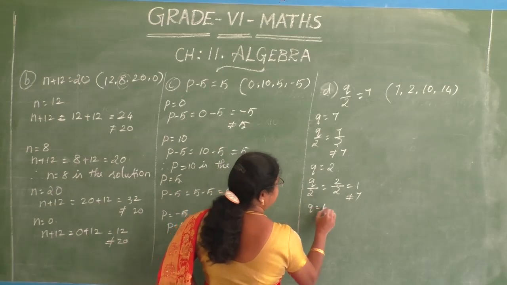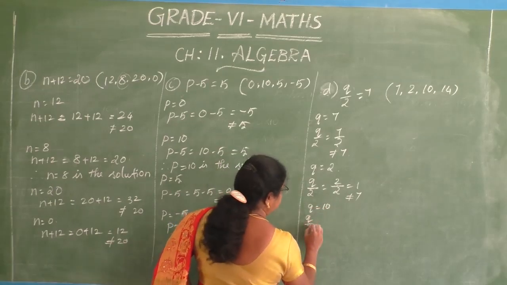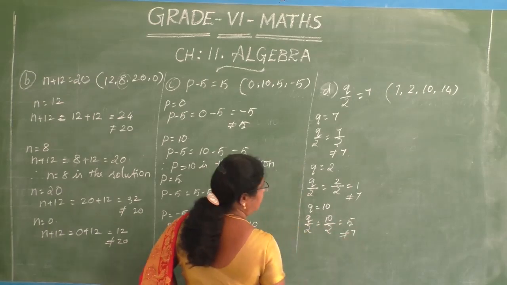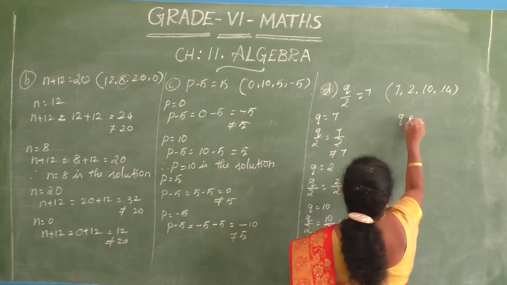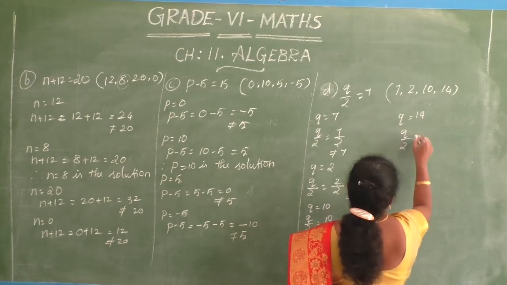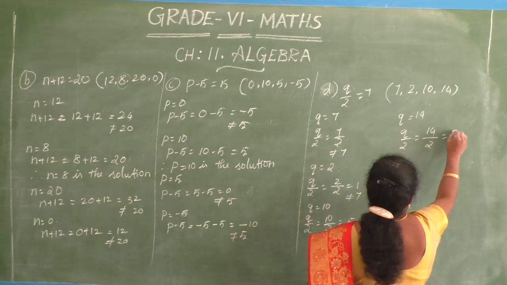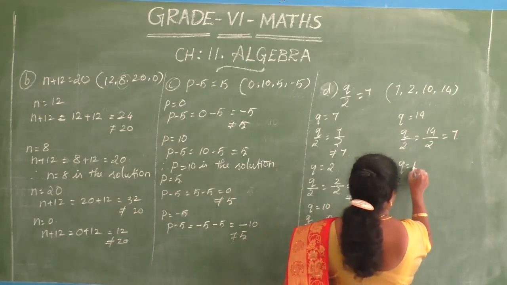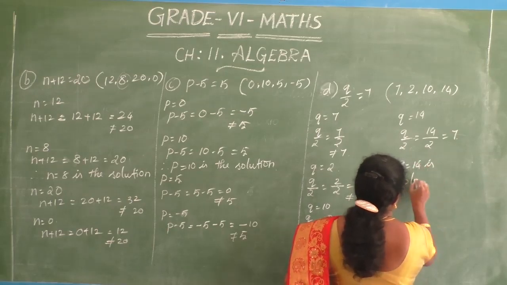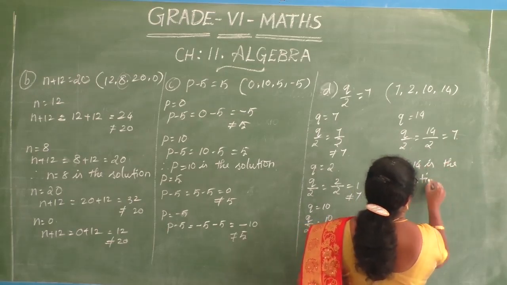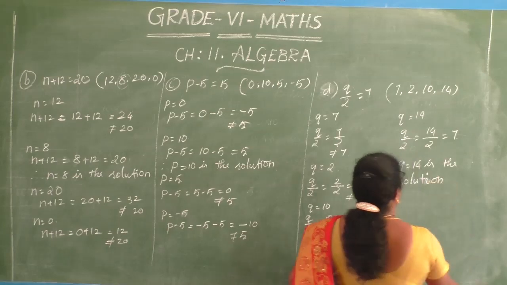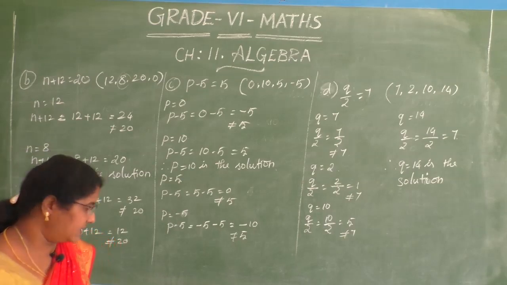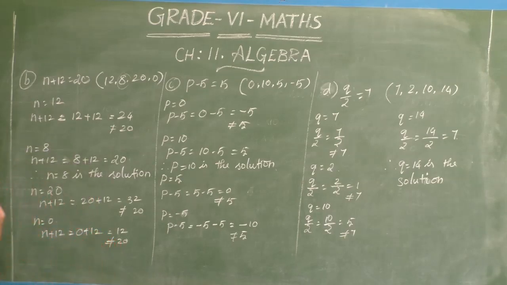Next we substitute q equal to 10. So q by 2 equal to 10 by 2 equal to 5. This is not equal to 7. Next, q equal to 14. q by 2 equal to 14 by 2 equal to 7. This is the only correct answer. Therefore, here q equal to 14 is the solution. Understand?